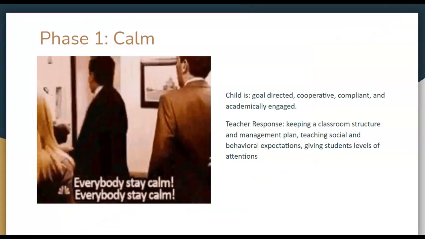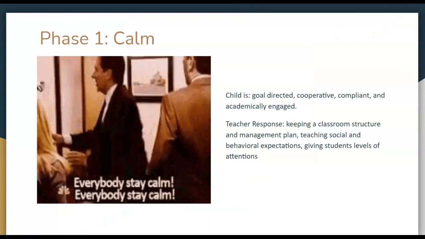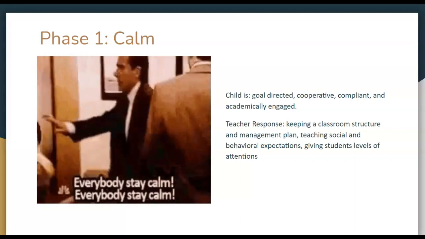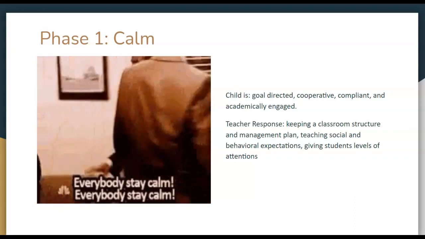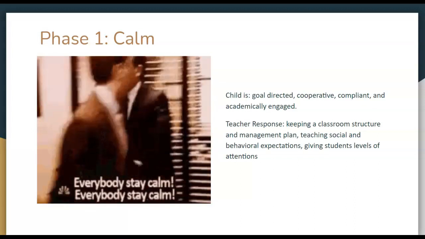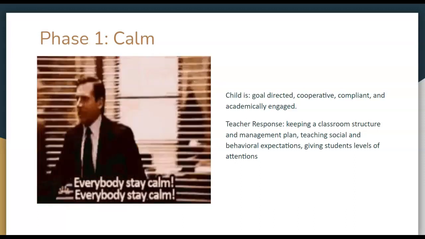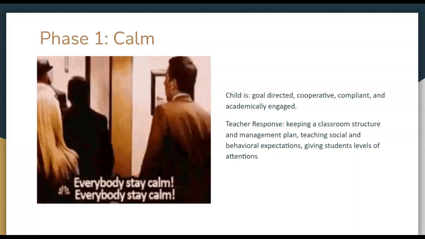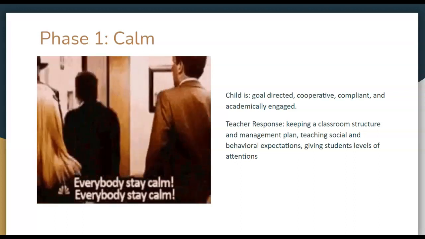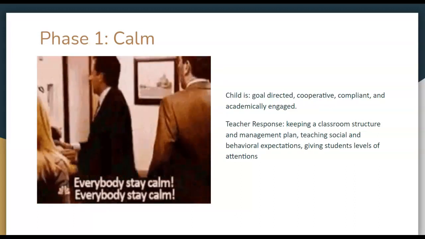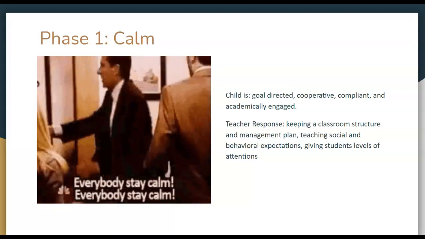So we have phase 1, which is calm. A child is goal-directed, cooperative, compliant, and academically engaged. Basically, the child is listening, focused on what they're doing, and engaged in the classroom activities at the moment. And at that moment, the teacher response is keeping a classroom structure and management plan, teaching social and behavioral expectations that keep the child calm, and giving students levels of attention.